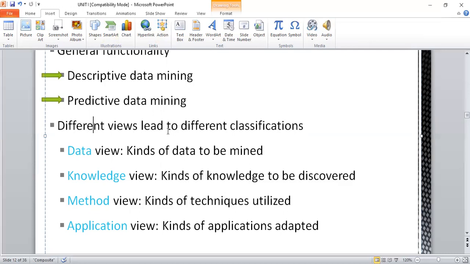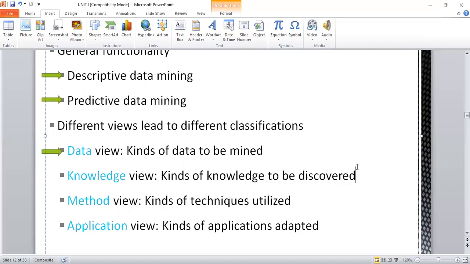Next part is classification of data mining according to different kinds or different views. The first one is classification according to the kind of database, that is your data view. According to the data to be mined, or the kind of database mined, a data mining system can be classified according to the kinds of database mined. Database systems can be classified according to various criteria, including data models, types of data, or applications.